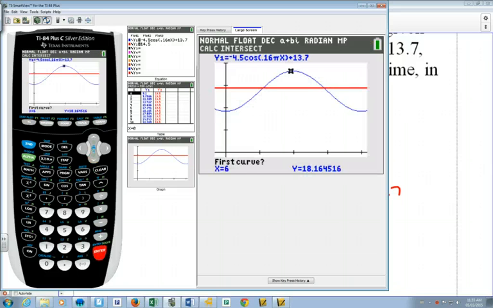And if you push enter, it jumps from one curve to the other. Push enter again. Then it asks you to guess. Push enter again. And it will always find the closest one.